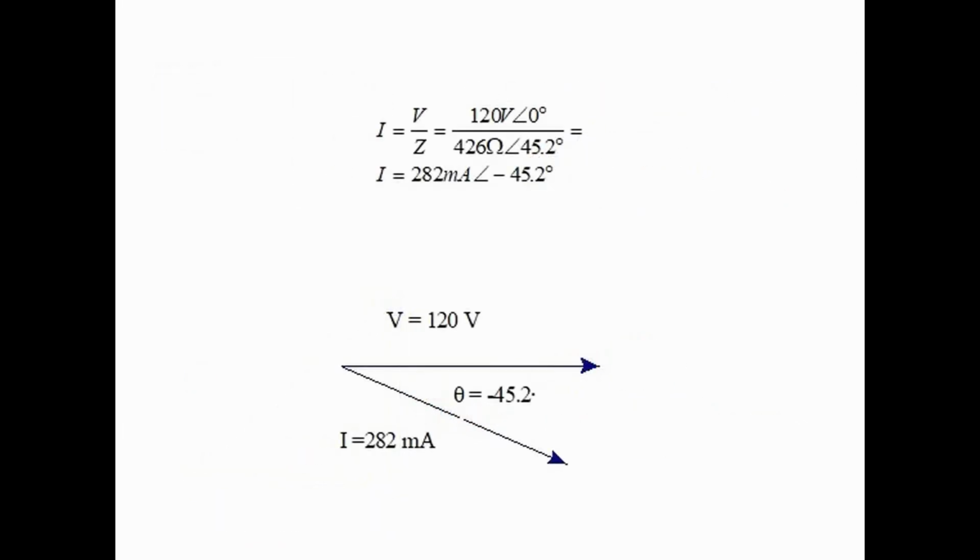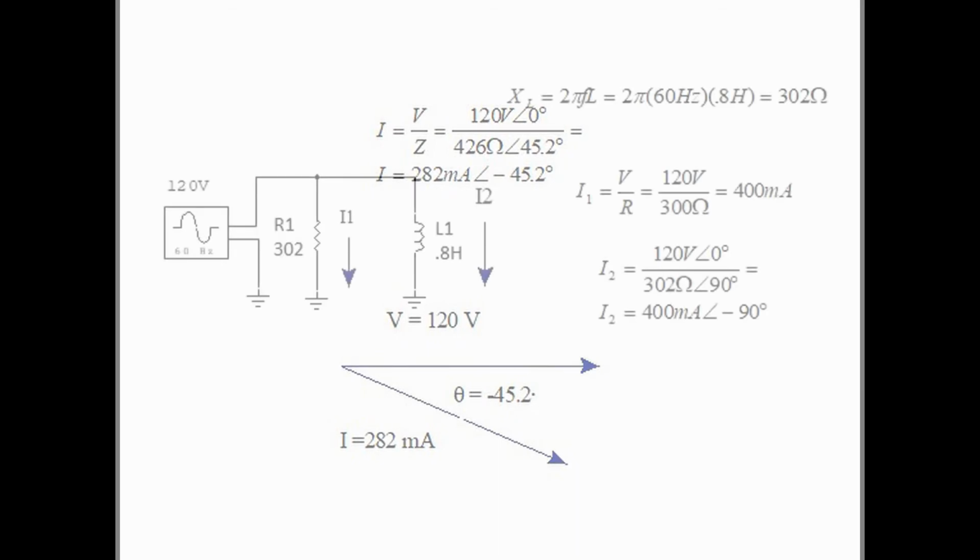We always have to find the total current in the circuit, but we have to take the phase angle into consideration. So we say that the total current is voltage divided by impedance. In this case, 120 volts at 0 degrees divided by 426 ohms at 45.2 degrees, and that equals 282 milliamps at negative 45.2 degrees. What we have done with this calculation is show that in an inductive circuit, the current lags the voltage, in this case by 45.2 degrees.